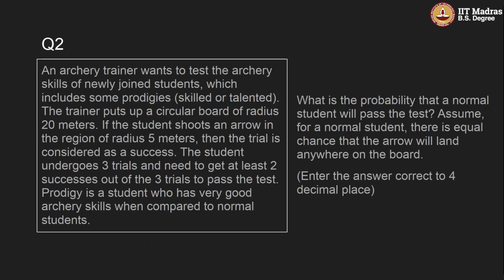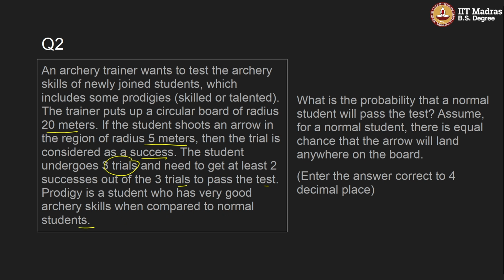Question number 2. An archery trainer wants to test the archery skills of newly joined students, which includes some prodigies, skilled or talented. The trainer puts up a circular board of radius 20 meters. If the student shoots an arrow in the region of radius 5 meters, then the trial is considered a success. The student undergoes 3 trials and needs at least 2 successes out of the three trials to pass the test. A prodigy is a student who has very good archery skills compared to normal students.